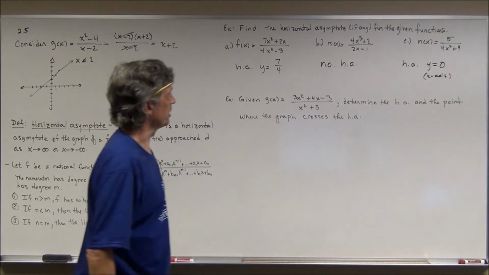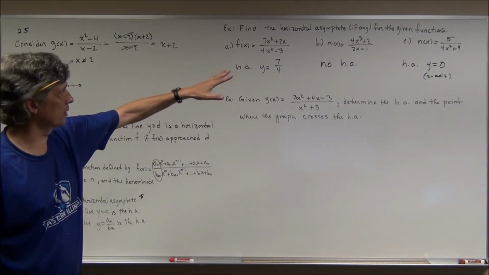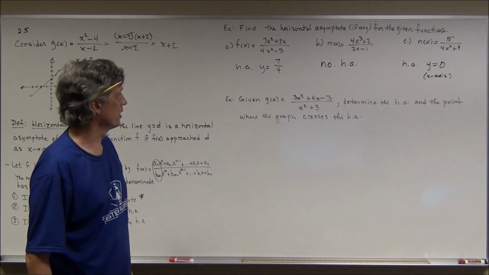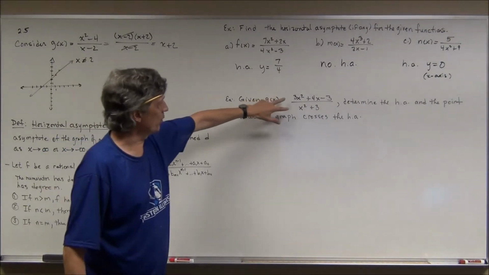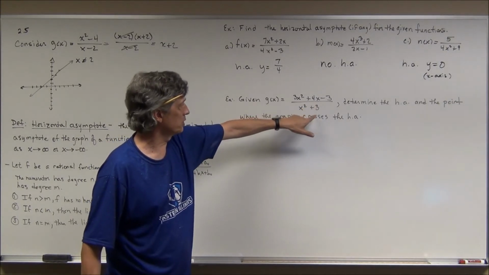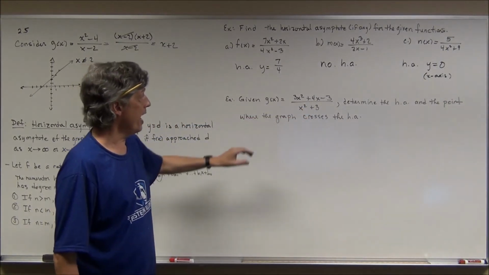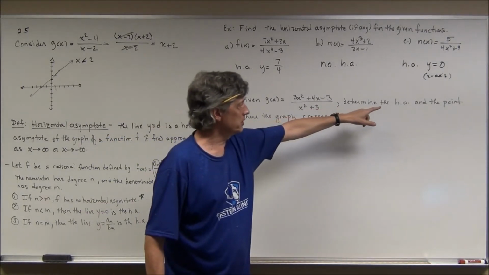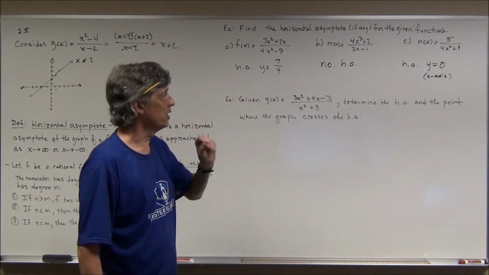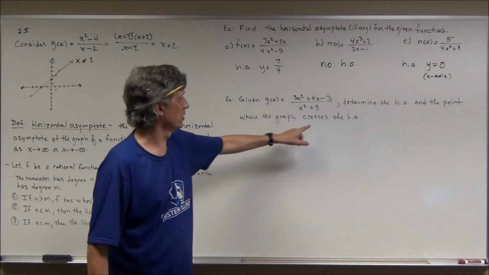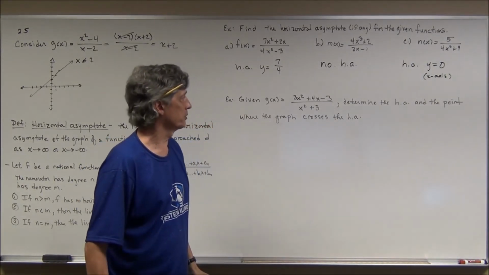Alright, so that's pretty easy. You're looking at the degrees, and in some cases, if the degrees are the same, you're looking at the lead coefficients. Now here's an example, and notice here that this particular function, g of x equals 3x squared plus 4x minus 3 over x squared plus 3, has equal degree top and bottom. I want to determine the horizontal asymptote, and as I mentioned, your graph may cross your horizontal asymptote. I want to find that point where the graph crosses the horizontal asymptote.